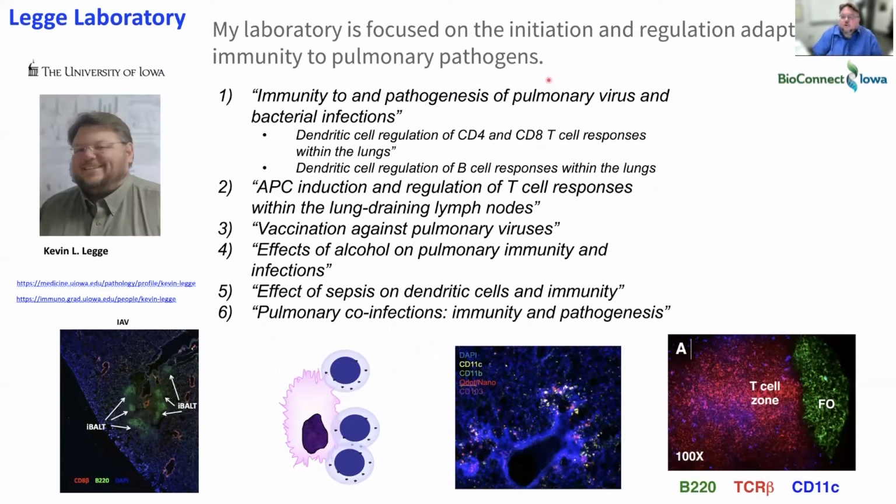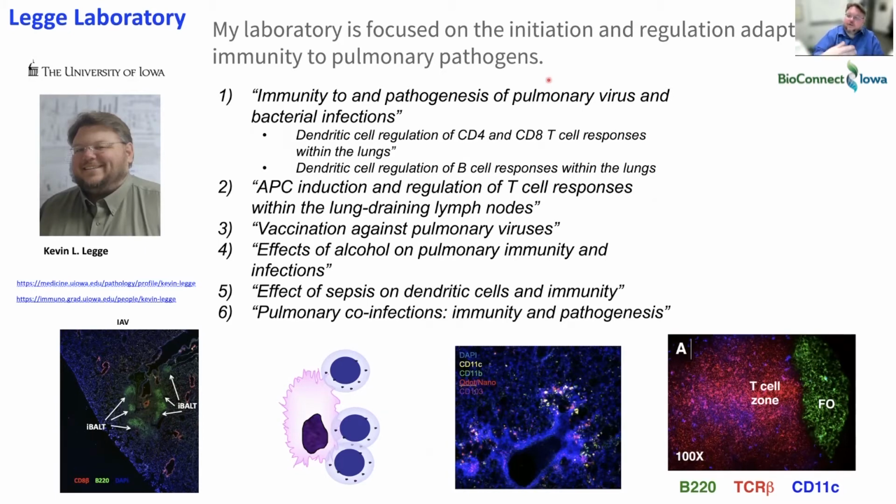My lab is really focused on the initiation and regulation of adaptive immunity to pulmonary pathogens, whether that be viruses or bacteria. We think a lot about both the immunity to, as well as the pathogenesis of, those types of infections, with an eye towards understanding how dendritic cells, which are really the sensor cells in the lungs that see that you have an infection, educate the adaptive immune response, whether that be the T cells, either CD4s or CD8s, or the B cell antibody response, and fight off that particular infection.